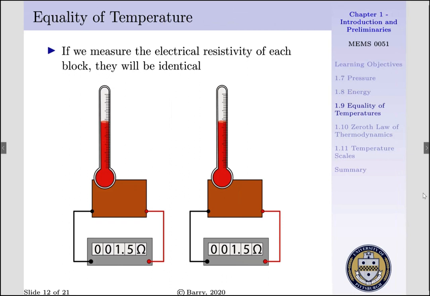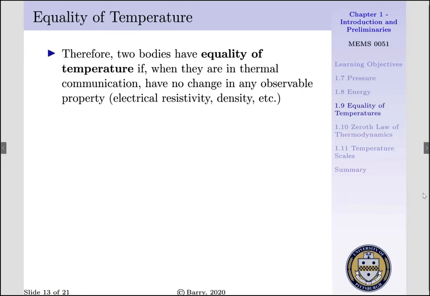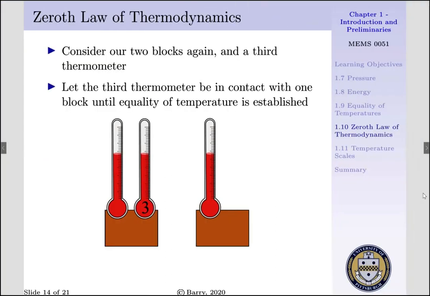Now, if we measure the electrical resistivity of each block after they have been in thermal communication, they will be identical. Each block is going to have an electrical resistivity of 1.5 ohms. Therefore, two bodies have equality of temperature if, when they are in thermal communication with one another, they have no change in any observable property, whether that's electrical resistivity, density, or temperature. Now, this is the foundation for the zeroth law of thermodynamics.